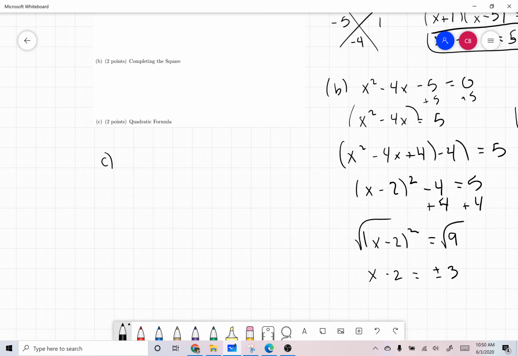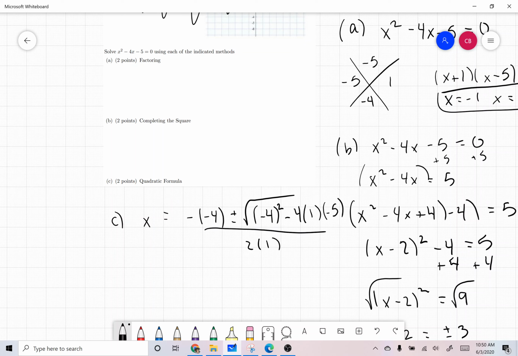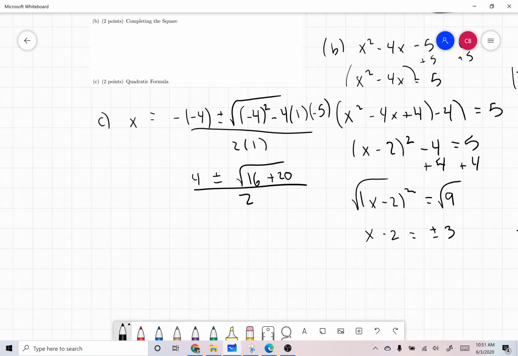For the last one, part C, if we use x is equal to negative b plus or minus the square root of b squared minus 4ac all over 2a, we have negative negative 4 plus or minus the square root of negative 4 squared minus 4 times a, which is 1, times negative 5, all over 2 times 1, which is 4 plus or minus the square root of 16 plus 20 all over 2, which is x is equal to 4 plus or minus the square root of 36 over 2.